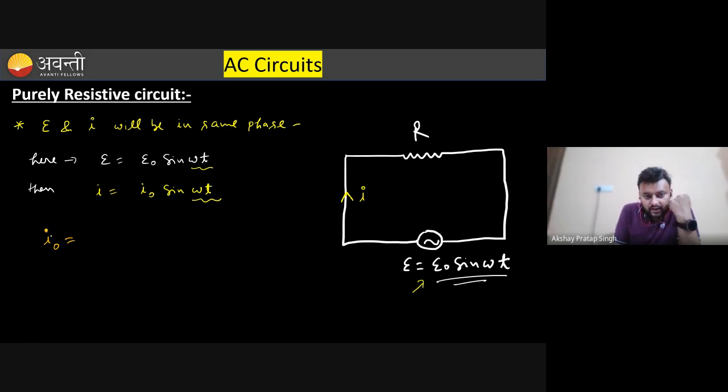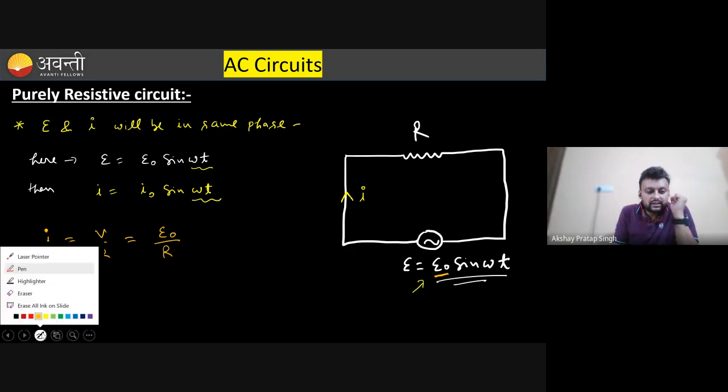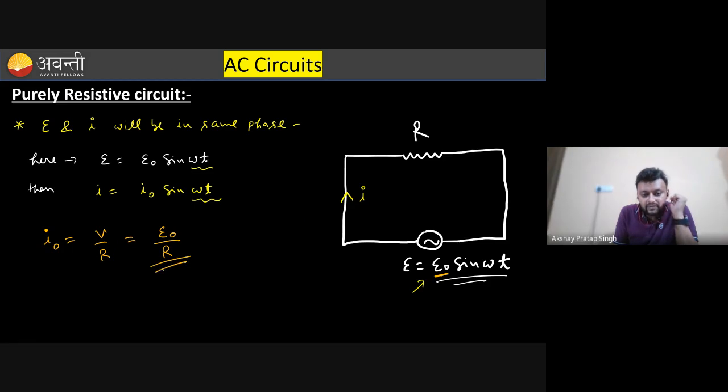So I am trying to write the maximum current. This is potential divided by resistance. And the maximum potential is E naught, so I put the maximum EMF divided by the resistance. So the maximum current is E naught by R. And if someone asks you what the RMS current is, then do nothing. Just apply Ohm's law, but put the value of EMF as the RMS value divided by R.